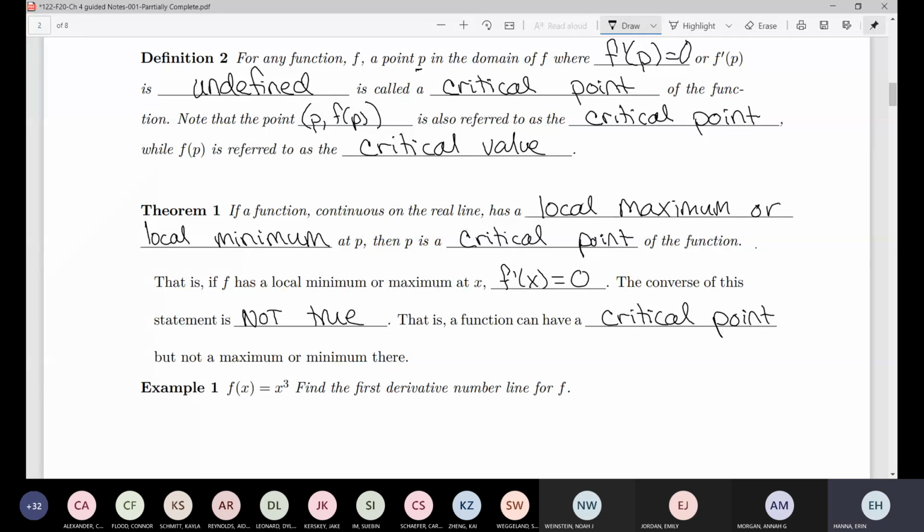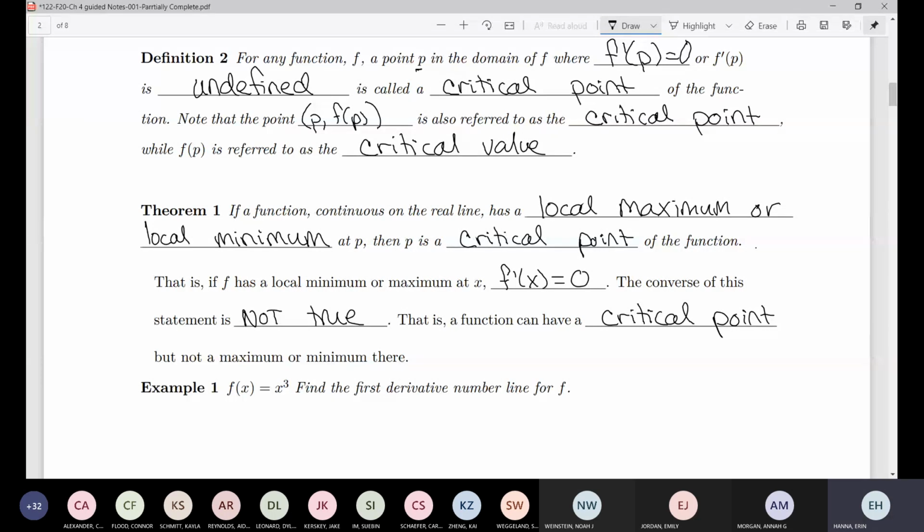But not a local max or min. So just because it's a critical point does not mean it's a max or a min. If it's a max or a min, then it's a critical point. But if it's a critical point, it doesn't have to be a local max or a min. Hold on for a couple seconds for people to get that down.